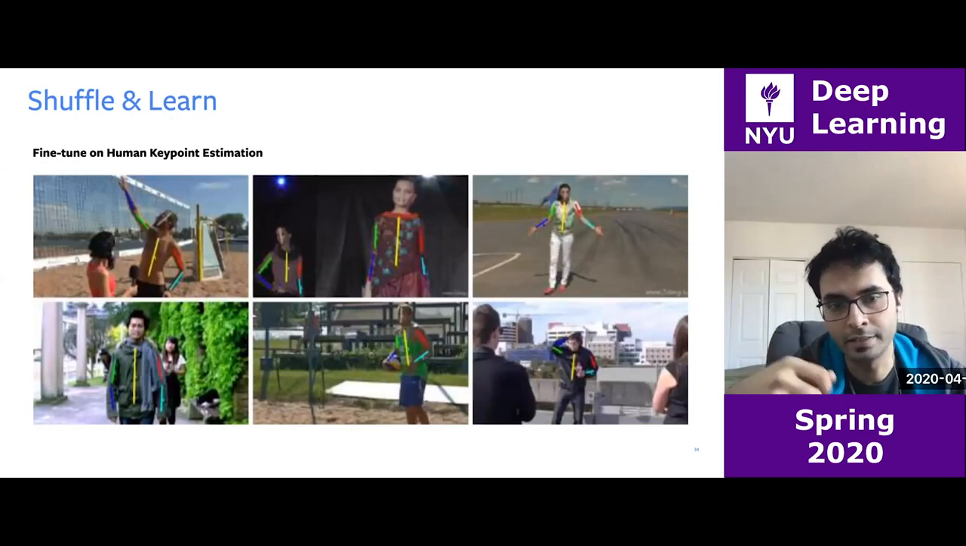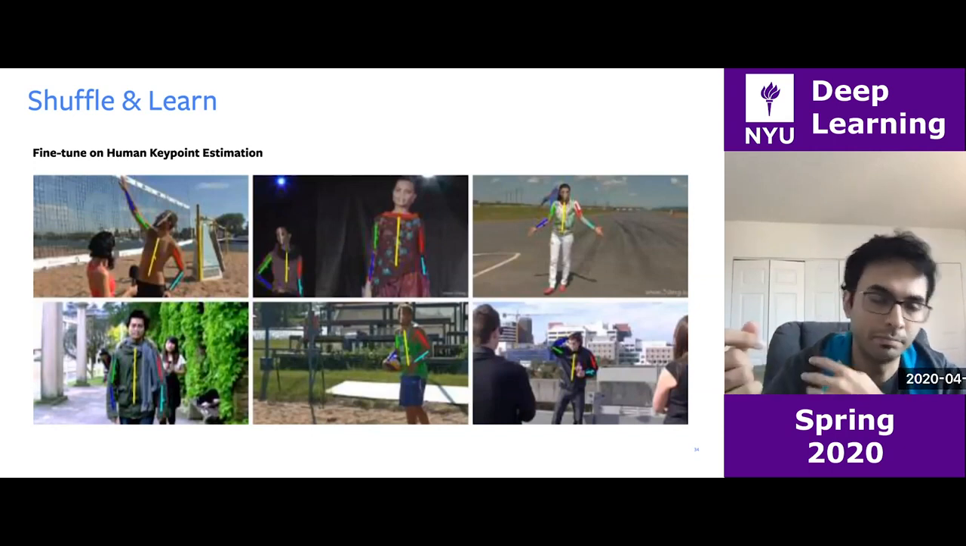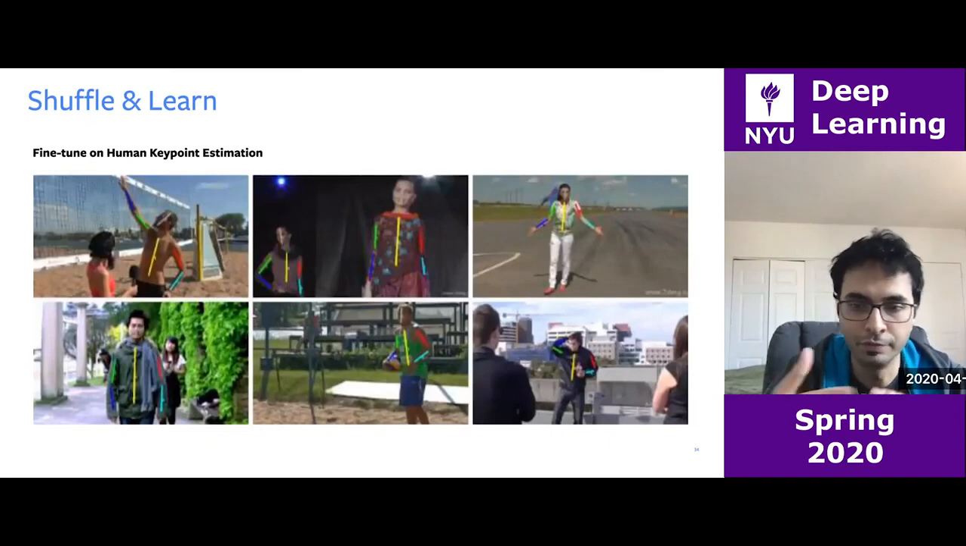The key points are defined as, say, the nose, the neck, left shoulder, right shoulder, right elbow, left elbow, wrist, and so on. So you basically have a bunch of predefined key points and you train a network to predict them. This is really useful for something like tracking or pose estimation of a person.